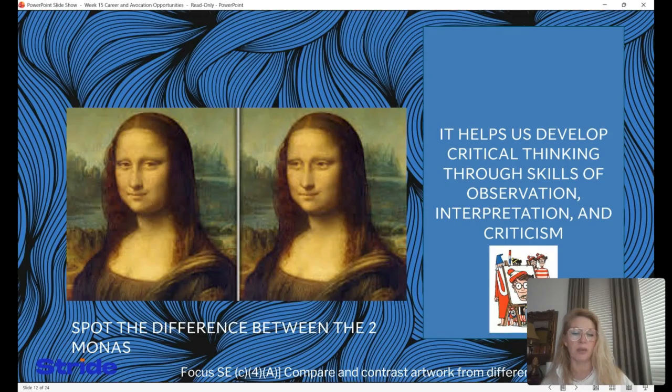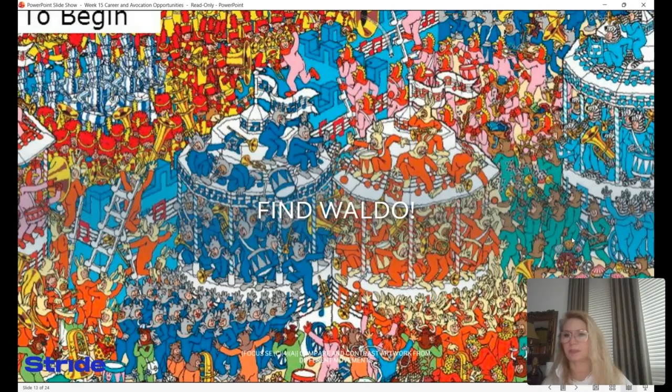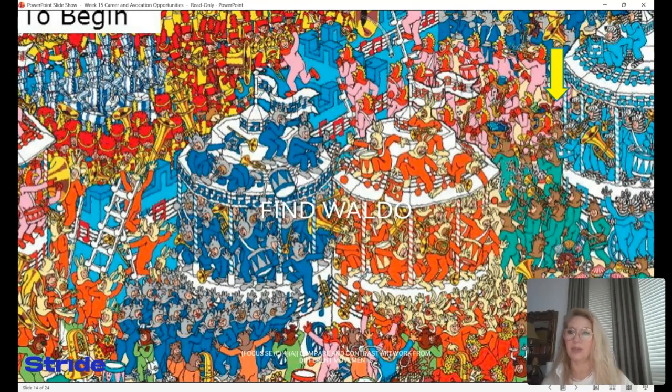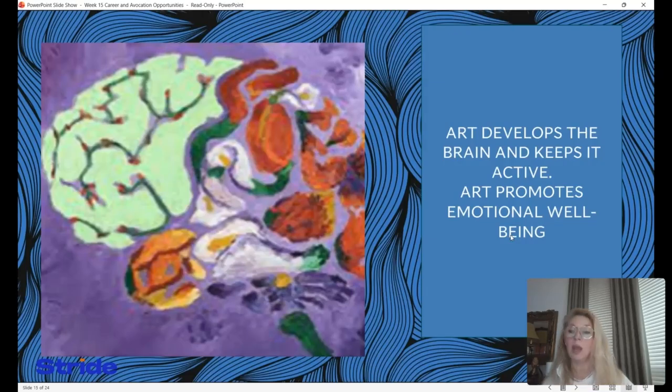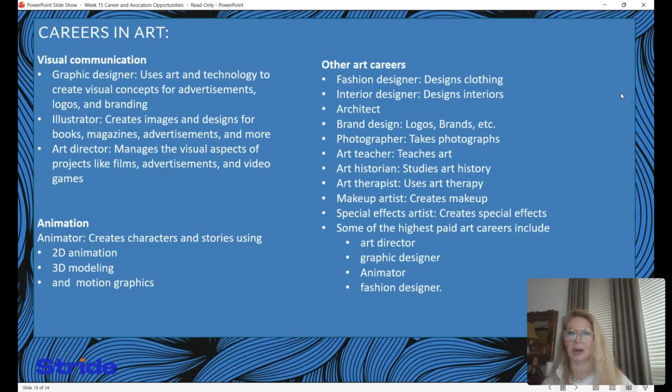So can you spot the difference between the 2 Monas? Hint, it's in the eyes. Here's one that you probably didn't even think about as art. Find Waldo. If you need to, pause the screen. See if you can find him. I'll show you on the next slide. He's right here. There's Waldo. I know it's kind of blurry. Art develops the brain and keeps it active. Art promotes emotional well-being. These are all great reasons to study art.